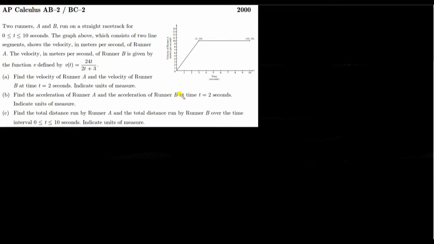We have two runners, A and B, that are running on a straight racetrack for 0 less than or equal to t less than or equal to 10 seconds. The graph above, which consists of two line segments, shows the velocity in meters per second of runner A. So this is the velocity graph measured in meters per second. The velocity in meters per second of runner B is given by the function v defined by that. So for part A, we want to find the velocity of runner A and the velocity of runner B at time t equals 2 seconds, indicate units of measure.